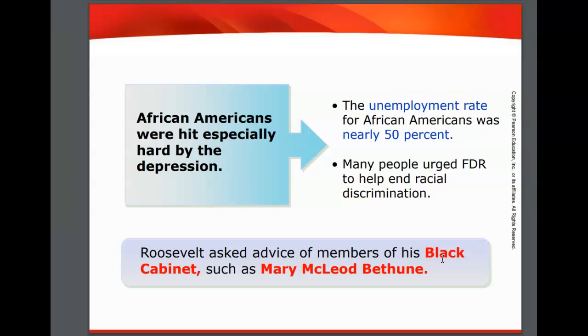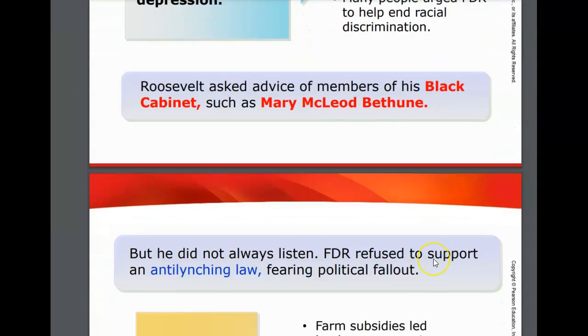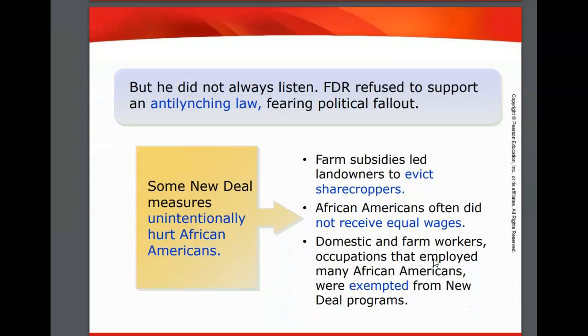Social Security, for example, and the Fair Labor Standards Act usually exempted domestic workers and farm laborers. And those were two big occupations in which African Americans were employed in the greatest numbers. Okay, those were domestic workers and farmers. So in other words, they didn't necessarily receive the benefits of Social Security or the Fair Labor Standards Act. Okay, and this is just a slide that helps support what I just said.